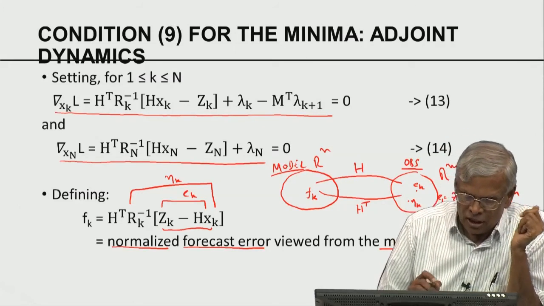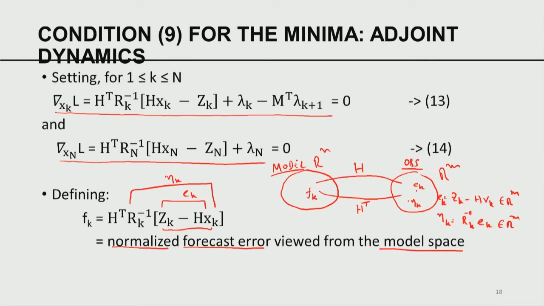Why is f of k important? Look at this now. Let us go to 13. In 13, I have h of xk minus zk. So that is minus ek. Rk inverse, that is minus eta k. H transpose minus eta k. This is minus f of k. So you can readily see this quantity is minus f of k. Again, this quantity is minus f of n. So that is the reason why we have defined this term. So using f of k, I can simplify the expressions for the derivative and handle it a little more easily. I hope the notations are clear. I hope the reason for defining these newer quantities is also clear.